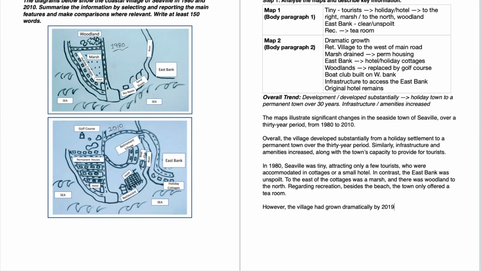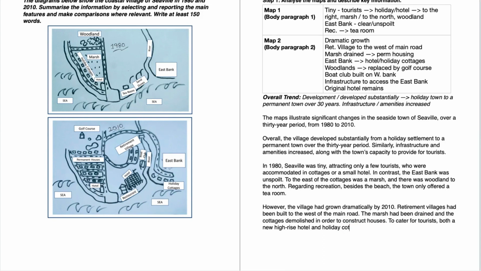The retirement villages are to the west. The marsh had been drained and the cottages demolished in order to construct houses. So remember, we saw this here, these permanent houses. I talked about that. Now I'm going to say to cater for tourists, both a new high-rise hotel and holiday cottages on East Bank had been constructed. And you'll see that I sort of embellished on the type of hotel, and that is fine. You want to make sure that you're adding in your vocabulary and showing the examiner that you have a wide range of vocabulary. Now I'm going to continue.